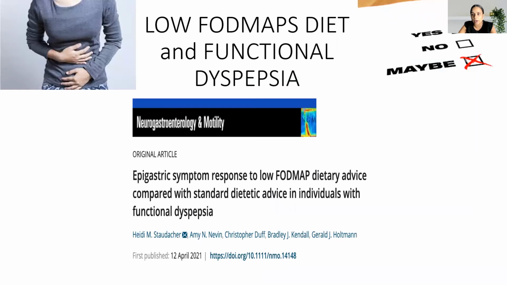One English study comparing low FODMAP diet with standard dietary advice for reducing epigastric discomfort in adults with functional dyspepsia showed promise for a low FODMAP diet in relieving epigastric symptoms. However, most of the patients that were studied had functional dyspepsia overlapping with IBS, 81% of them. So that makes the results unreliable for functional dyspepsia alone.